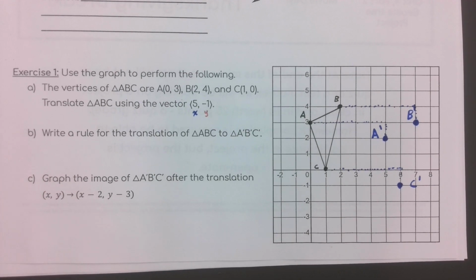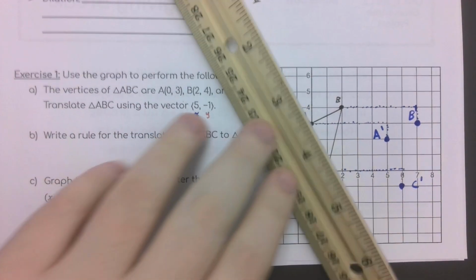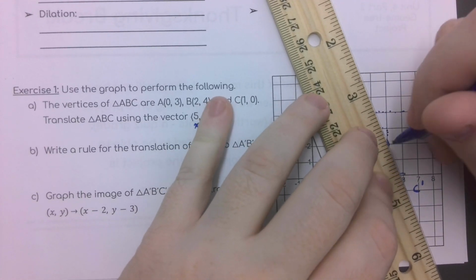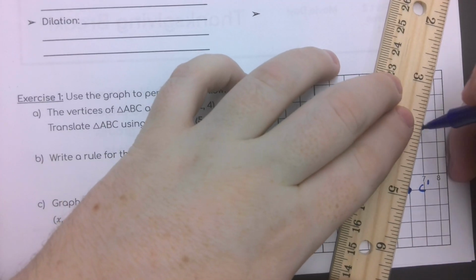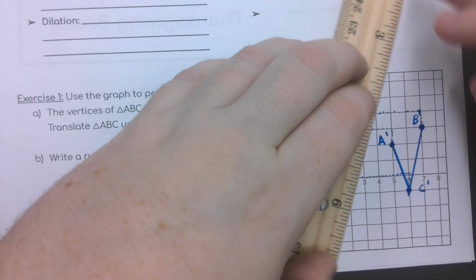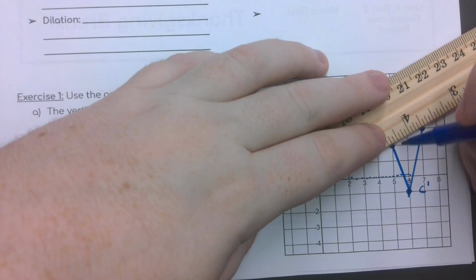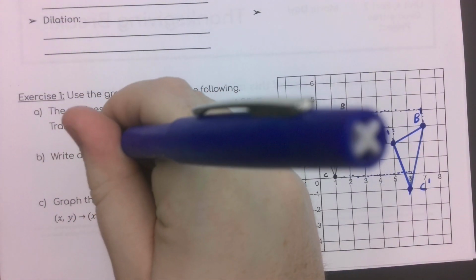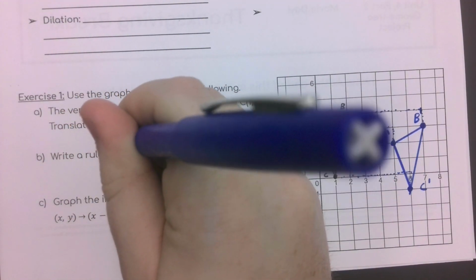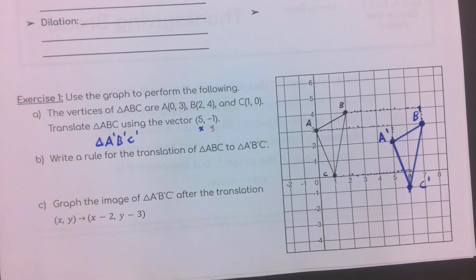Perfect. So we would label this triangle as A prime, B prime, C prime. Remember that when you are naming a triangle, you name it based off of the vertices that make it up. This is triangle A prime, B prime, C prime. Nice.